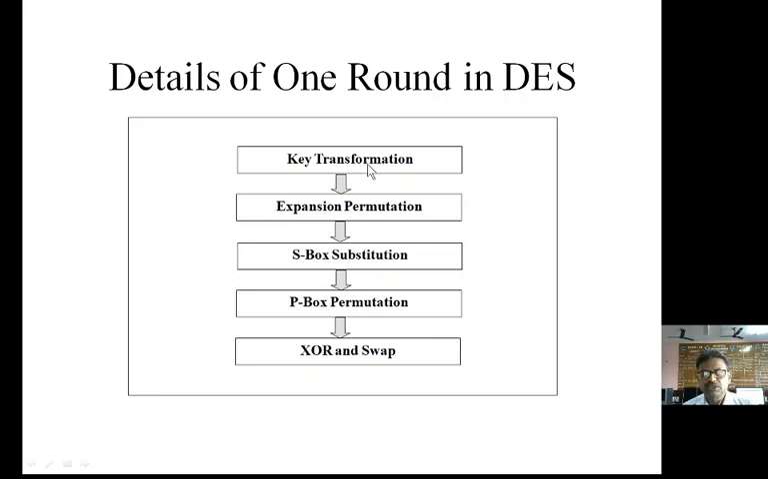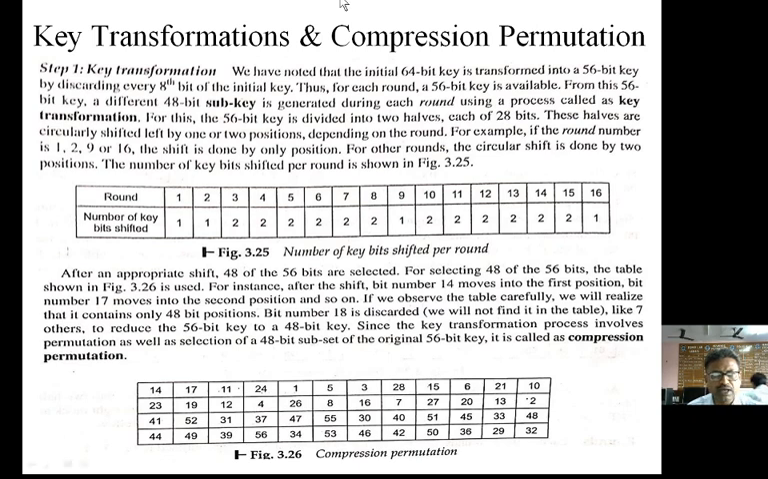And then this K1 is being XORed with the expanded RPT. Then we apply the substitution box, then we apply the permutation box, then we apply XOR and swap. So all these 5 steps are adopted in one round of DES. First of all, we will discuss the key transformation. What happens in key transformation?